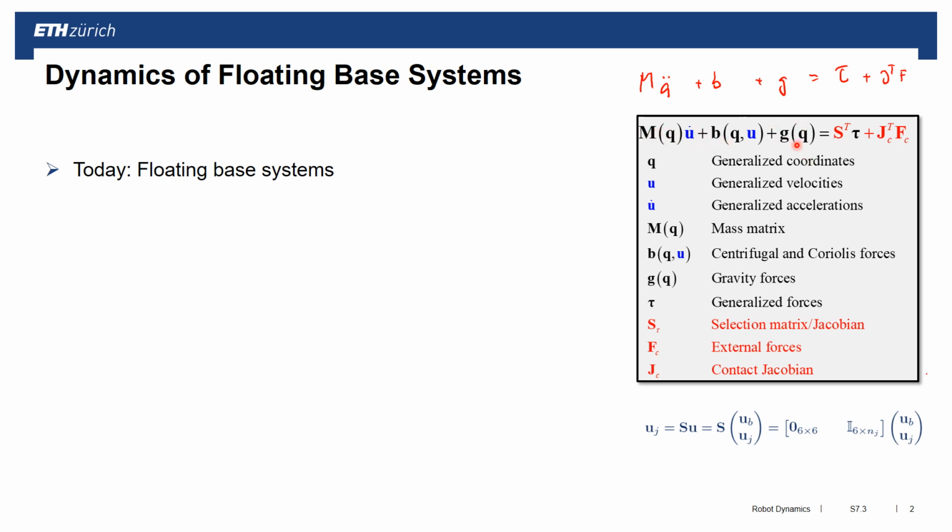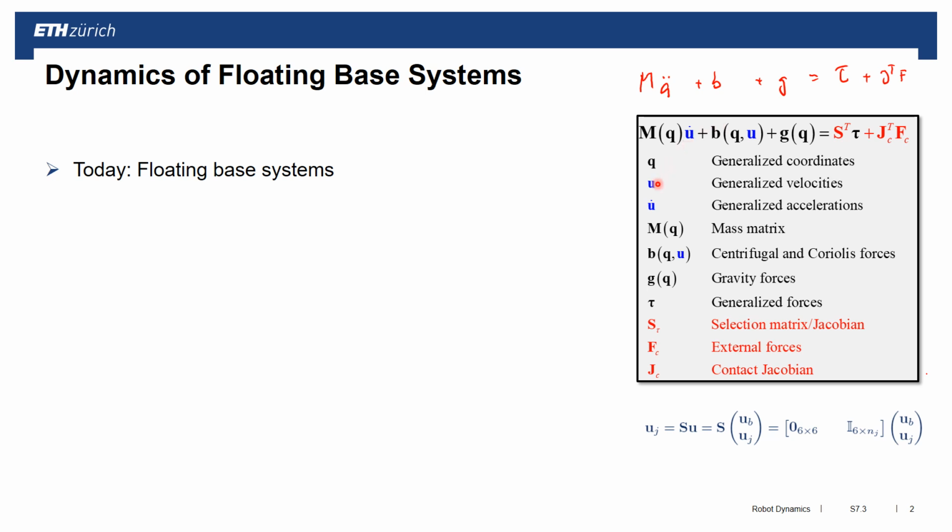Plus b plus g, that part remains the same, but now there's one huge change to the torque. Instead of the torque, which was just a torque vector, we now have a selection matrix for the torque, which selects those degrees of freedom which are actuated, namely the joints and not the floating base. So this selection matrix selects, out of the base velocities and the joint velocities, only the joint velocities, which are the ones that are actuated.